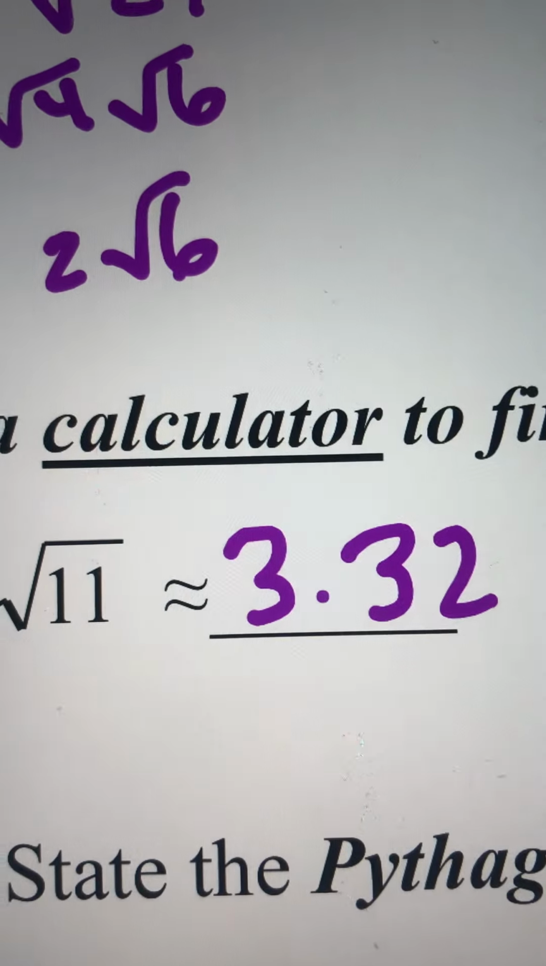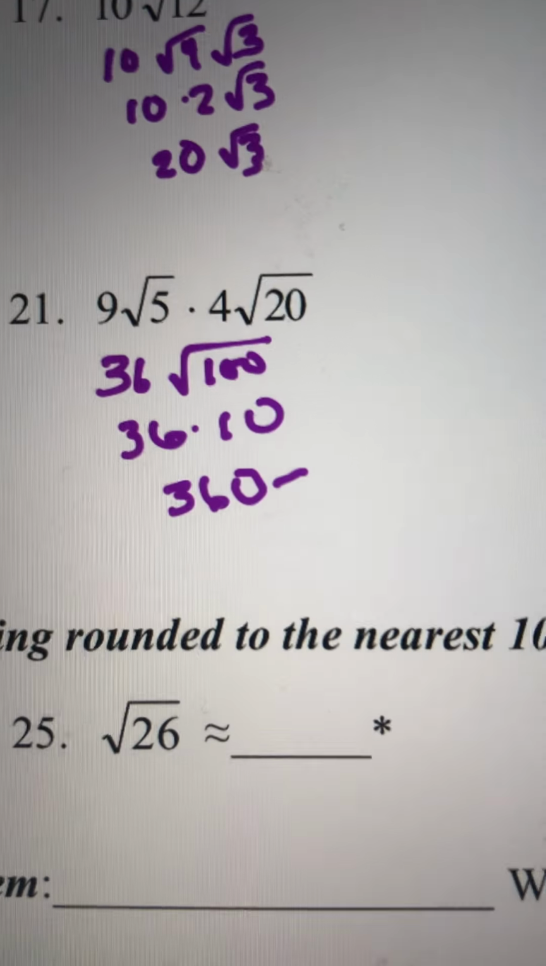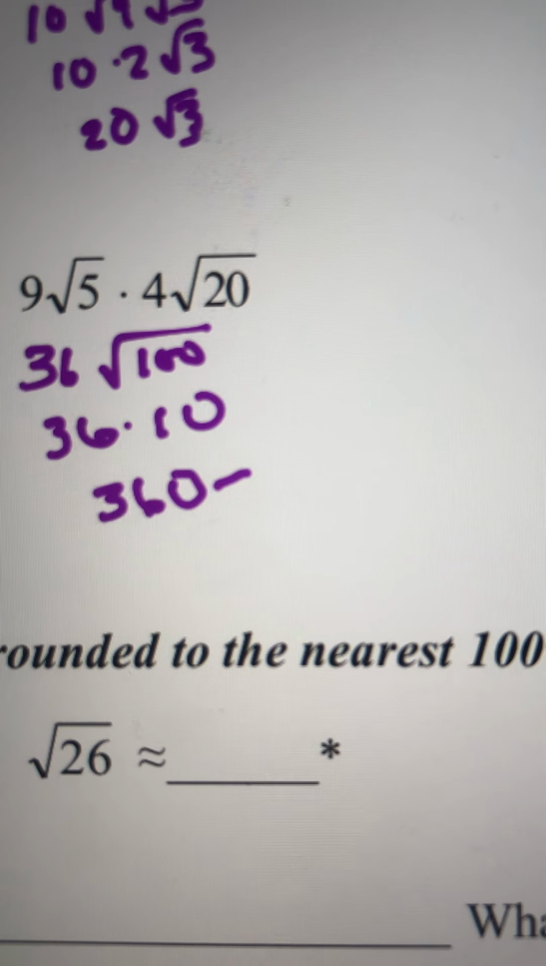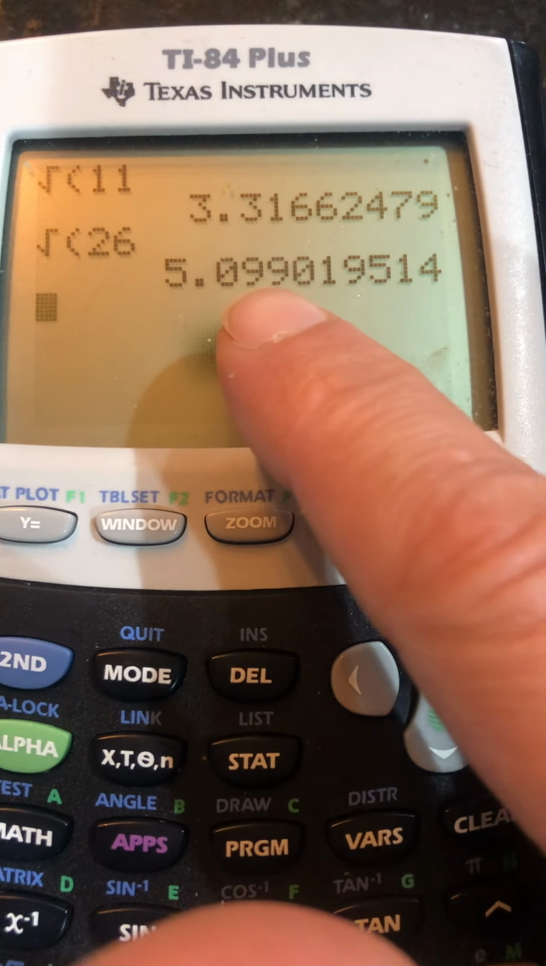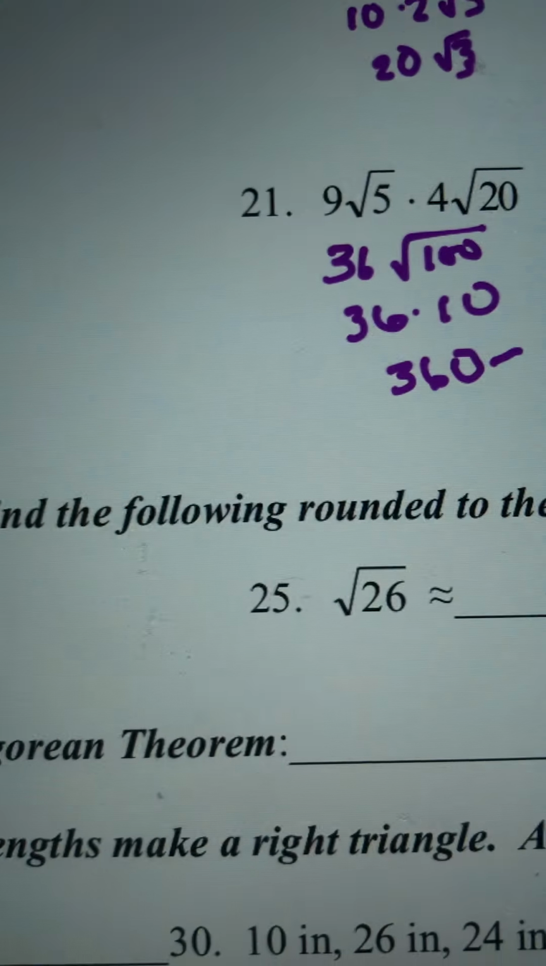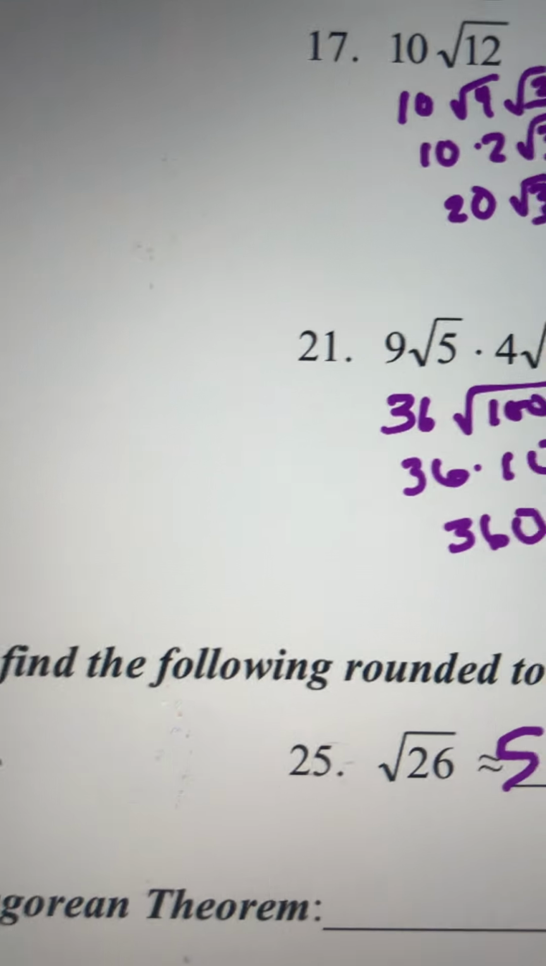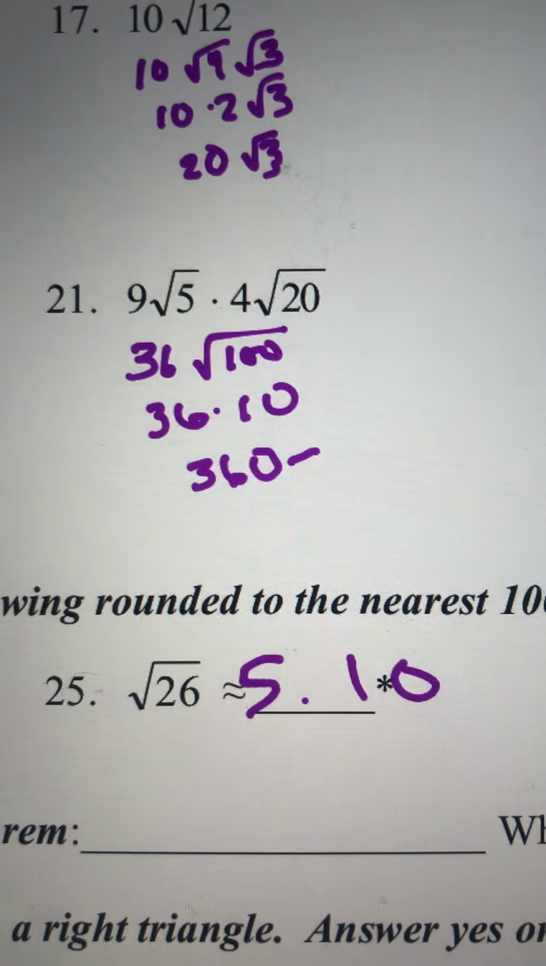And the rounding correctly is part of the credit. Now here I have a little star by the square root of 26, so a little star usually means something. I'm looking at this 5.099, that 9 rounds to a 10. So it's either going to be 5.10, or you could have said 5.1.